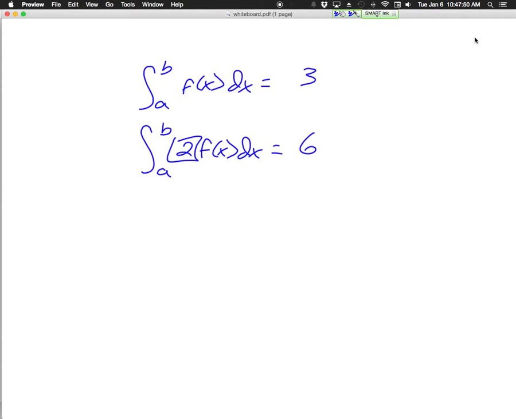What is that 2? It's a coefficient. If I'm dealing with a coefficient, I can take that coefficient out. Okay, and then we know that this thing right here is equal to 3, and 2 times 3 gives me the 6. So if you've got a coefficient, you need to realize that you can factor that coefficient out and then multiply. All right, so there's one.